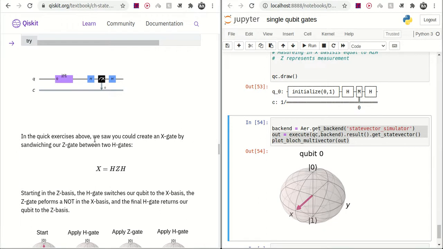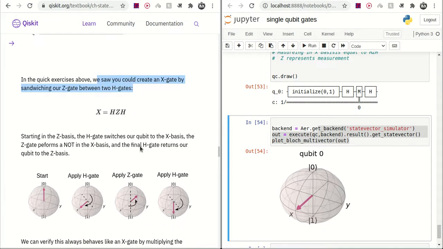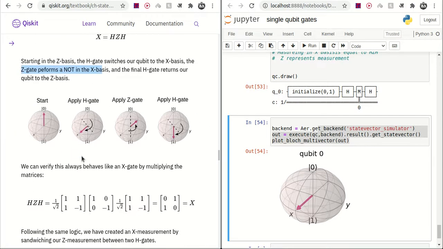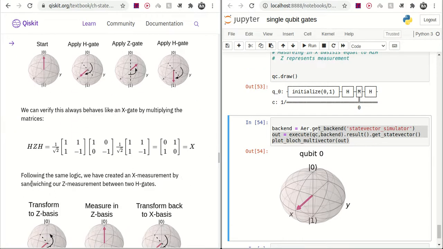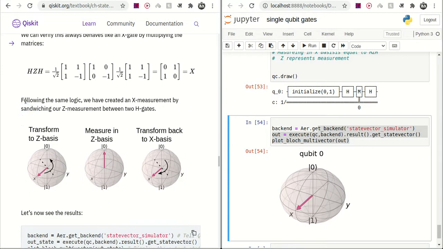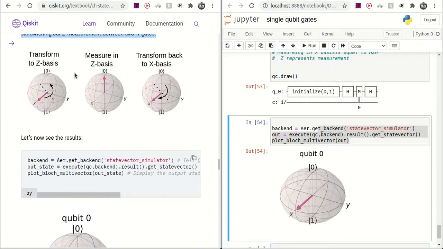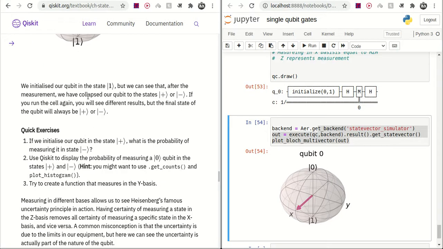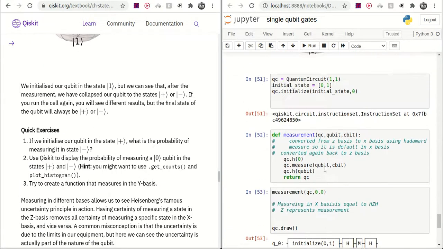We saw you could create an x gate by sandwiching our z gate between two h gates. Starting in the z basis, the h gate switches our qubits to the x basis. The z gate components are not in the x basis, and finally it returns to the z basis. We can verify using this. Following the same logic, we have created an x measurement by sandwiching our z measurement between two gates. So transform to the z basis, measure in the z basis, transform to the x basis: Hadamard, measure, transform. You can see how they are converted.